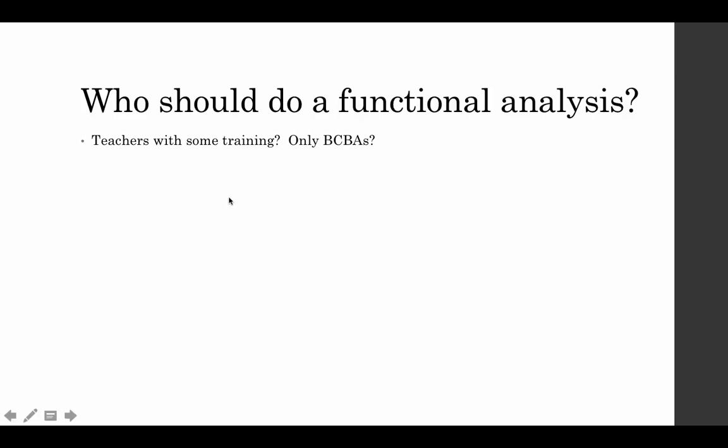So finally, Hanley talks about who should do a functional analysis. And this is a controversy that's been going on for a long time. Should teachers do it if they have training? Well, I think Hanley says the same thing, that they really shouldn't. This takes some skills to do. And certainly teachers could conduct the sessions under the supervision of a BCBA.